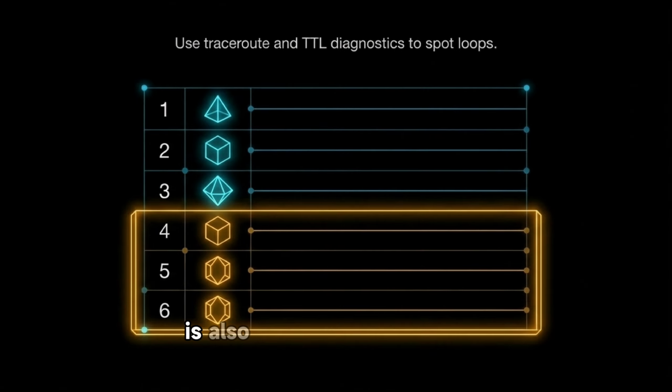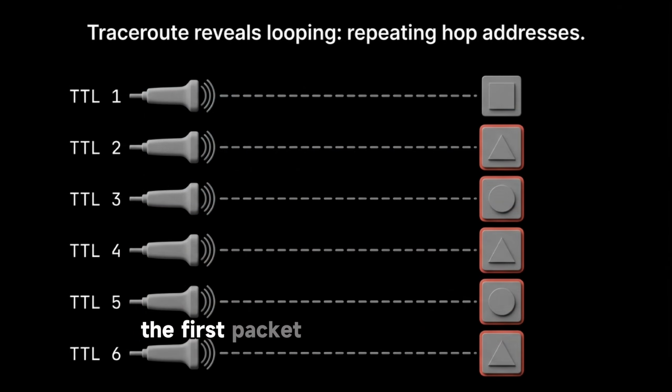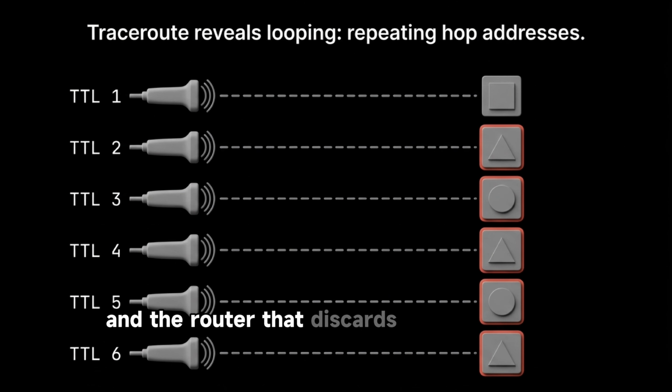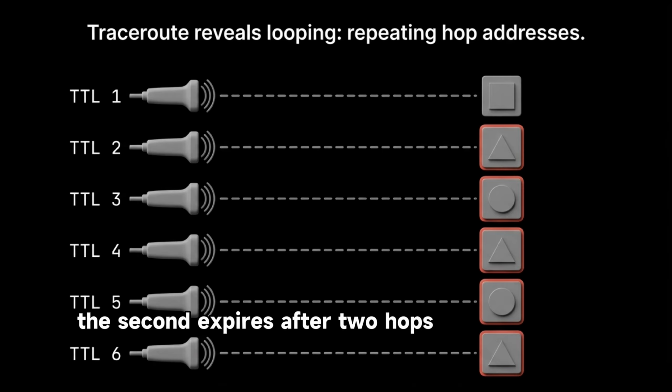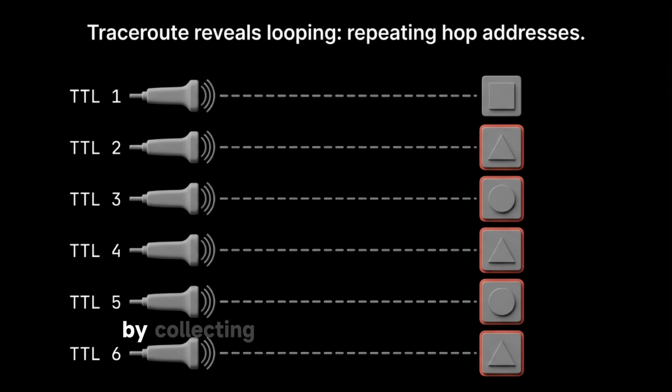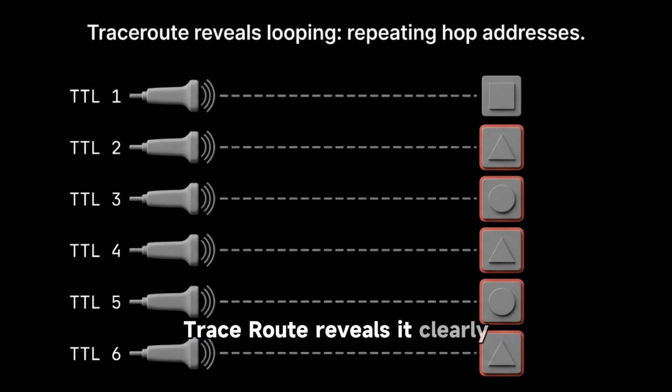TTL expiration is also the mechanism behind one of the most useful network diagnostic tools ever built, traceroute. Traceroute works by deliberately sending packets with TTL values of 1, 2, 3, and so on. The first packet expires after 1 hop, and the router that discards it sends back a message identifying itself. The second expires after 2 hops, the third after 3. By collecting those expiration messages, traceroute builds a picture of the path packets are taking, hop by hop, to any destination. When packets are looping, traceroute reveals it clearly, the same sequence of router addresses repeating in the output, going in circles.